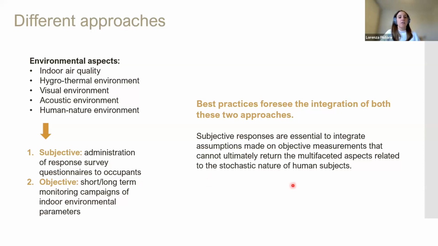This is because the subjective responses are essential to integrate the assumptions made on objective measurements, which cannot ultimately return the multifaceted aspects related to the stochastic nature of human subjects. In a few words, objective measurements can give us the numbers, but cannot really give us the real sensation and perception, but also the needs and the preferences of the users. So it's always a best practice, and it's very important, to combine these two different approaches.